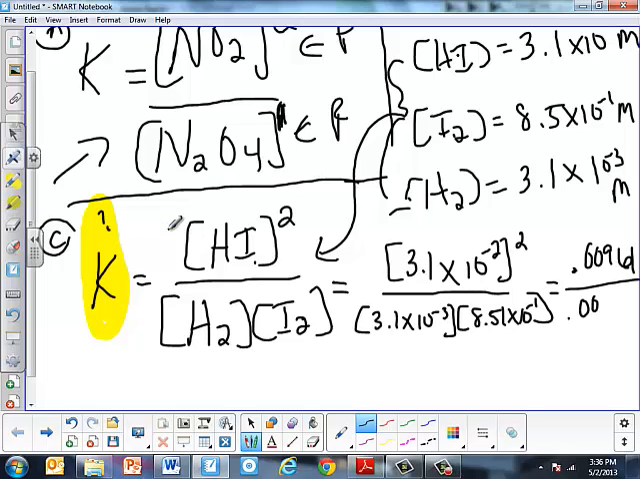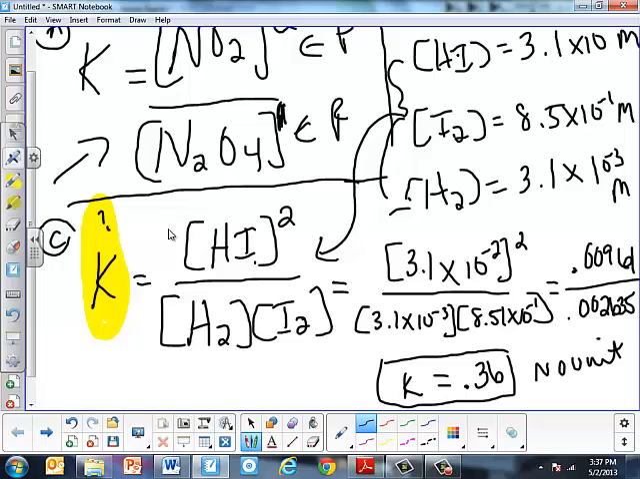Now this is just mathematics, but if I reduce it, the top part is going to be 0.00961. The bottom part is going to be 0.002635. That's just doing this math. So I get a final answer, and all of my data points had 2 sig figs. My calculator is going to give me 0.3647, so I'm going to write 0.36, and there is no unit on this one. Capital K is simply 0.36 with no unit.